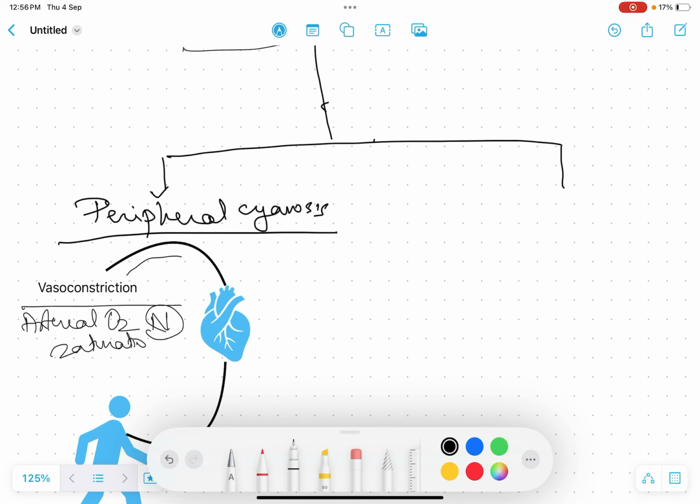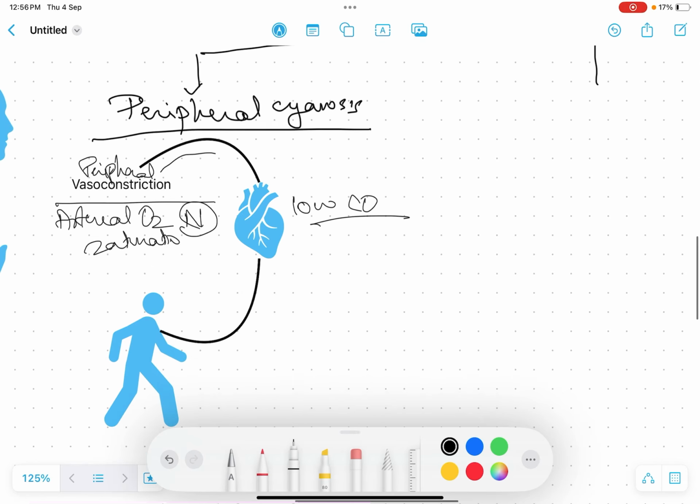vasoconstriction. This vasoconstriction is peripheral and it leads to low cardiac output. When the cardiac output is low, the circulation to the periphery is also reduced. Hence, it causes sluggish peripheral circulation, and this ultimately leads to peripheral cyanosis.